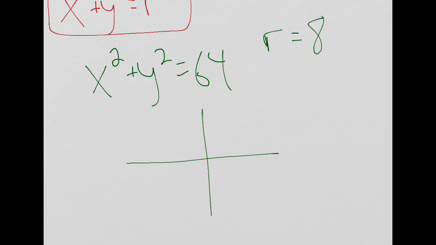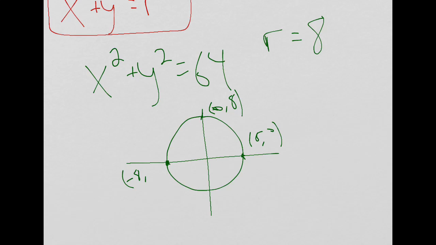Since it doesn't have any funky parts, it still is in that form as the red one above, I can just draw a little circle like this, and then label 8, 0, 0, comma 8, great handwriting, huh? Negative 8, comma 0, and then 0, comma negative 8. Boom, I'm done.